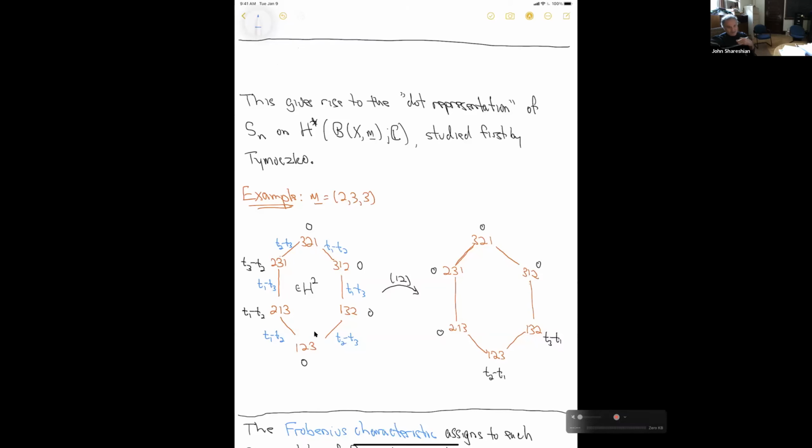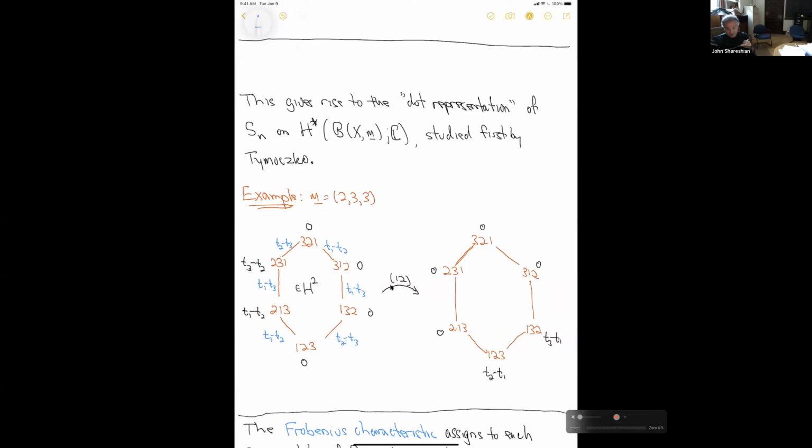And now the key point is that we don't have an Sn action on the manifold in general, but we do have an Sn action on the cohomology ring, basically because Sn both acts on this graph by multiplication and acts on these forms by permuting the indices.